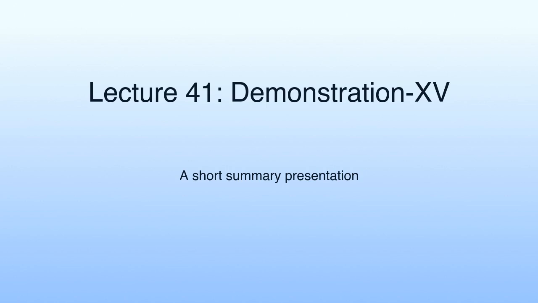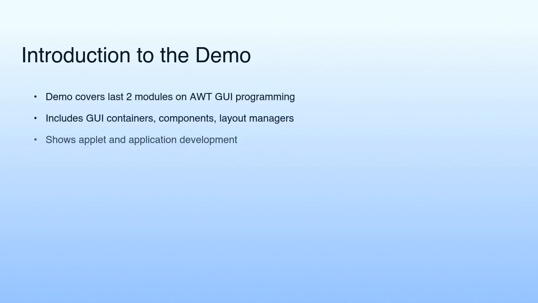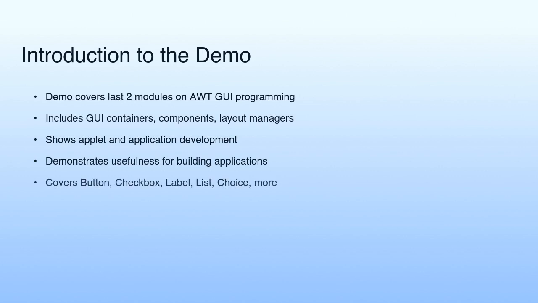Lecture 41 Demonstration XV. The demo covers the last two modules on AWT GUI programming, including GUI containers, components, and layout managers. It demonstrates applet and application development, showcasing the usefulness of GUI programming for building applications. The demo covers various components like buttons, checkboxes, labels, lists, and choices.